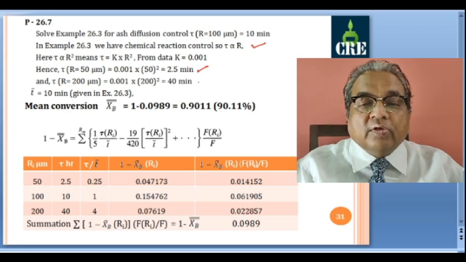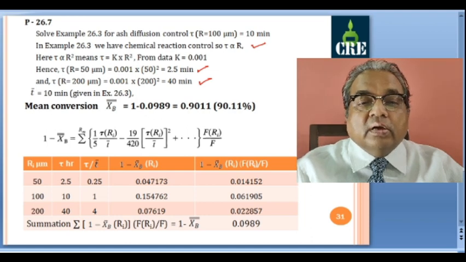So tau for 50 micron is 2.5, for 200 microns it is 40, and given for the 100 micron particle it is 10 minutes. So we got this information from what? Earlier, your data was for tau proportional to R. Now we have tau proportional to R square.